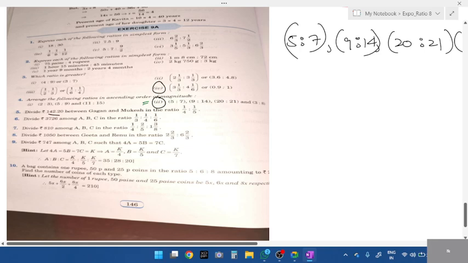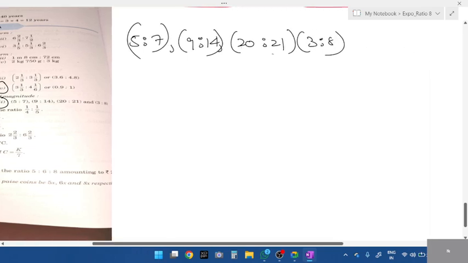Yes, magnitude is value. According to the value, you have to arrange. Is it possible to arrange if the ratio is given like this? So, what's the first step you write? Whenever a ratio is given, convert it into a fraction. 5 by 7, you can write it as 5 divided by 7. Next, 9 by 14.